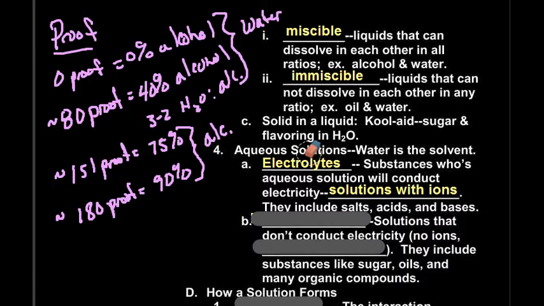So the ions themselves will travel through the liquid and create an electric current when they are charged. Okay, and those include salts, acids, and bases. And this is one of the reasons why you drink Gatorade, because they have these salts, acids, and bases dissolved in the Gatorade in order to replenish your electrolytes that you lose when you sweat.